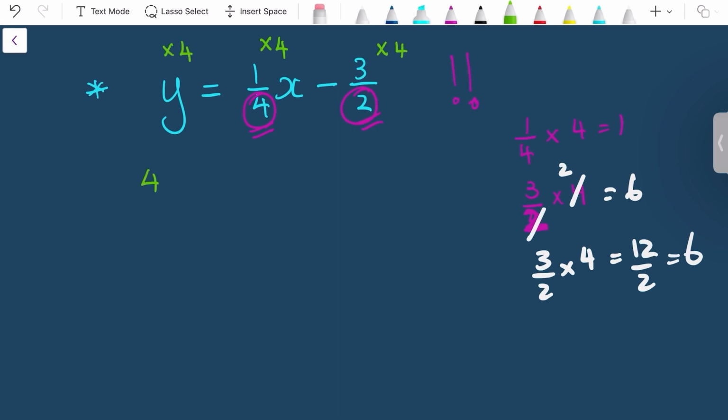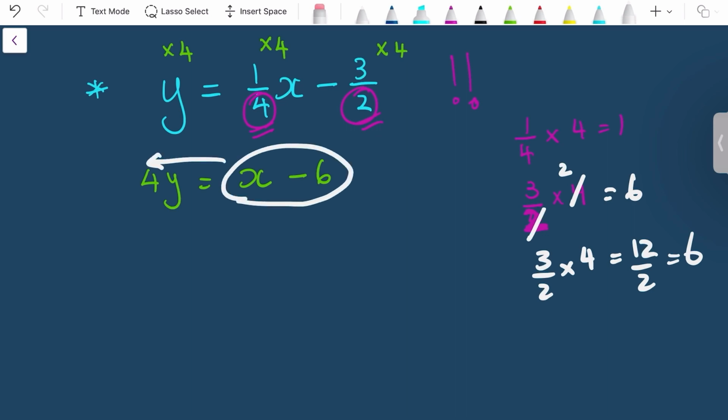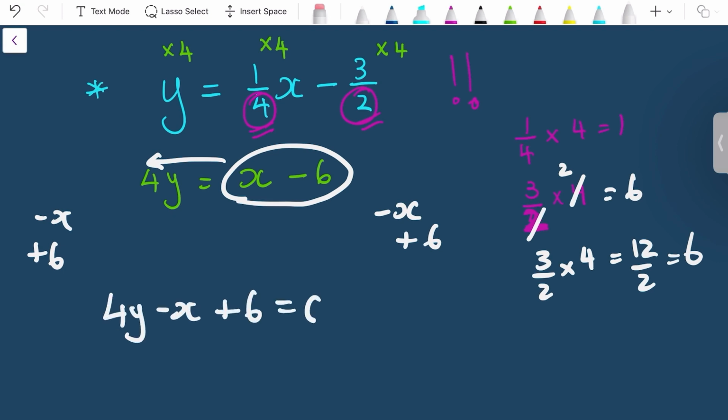So I'll get 4y is equal to x, 1x, because a quarter times 4 is 1, minus 6, because 3 halves times 4 will give me 6. And now I can rearrange. So in order to rearrange, I want to move all of this to that side, which means I'm going to subtract x and I'm going to add 6 to both sides. And so I will be left with 4y minus x plus 6 equals 0.